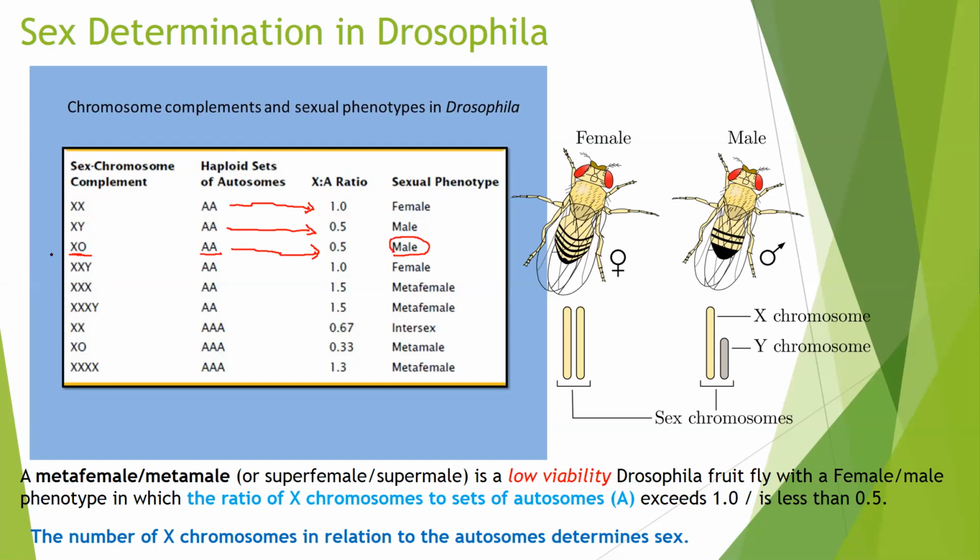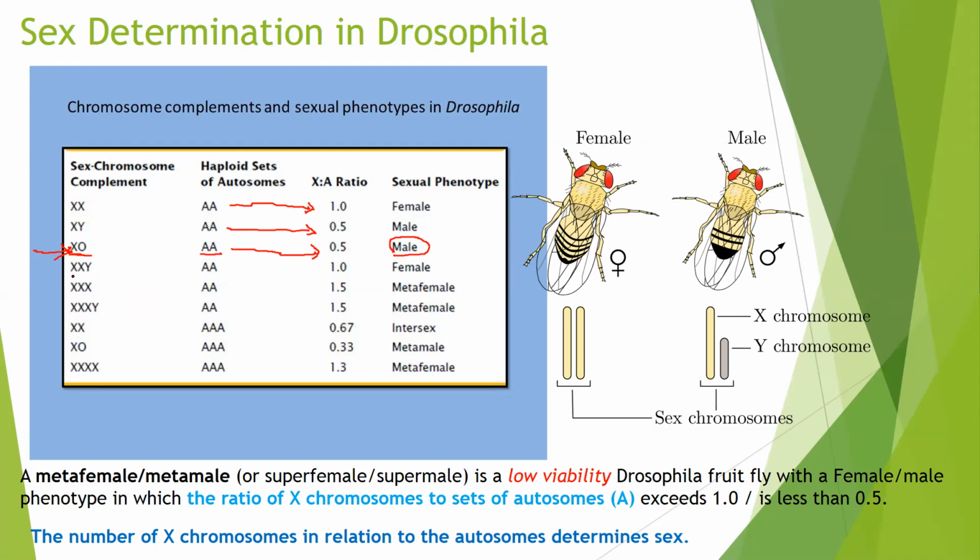But see the difference between Drosophila and the human. In human, this will give you a female, right? But in Drosophila, this one will give you a male. So this is different. Okay, and it is very important, so I hope everyone understands this.